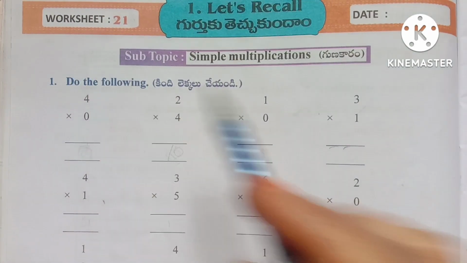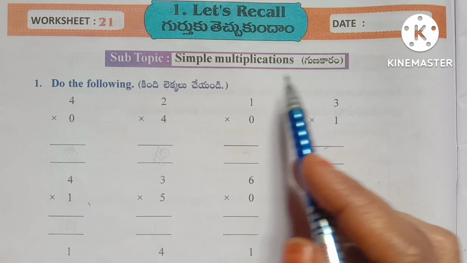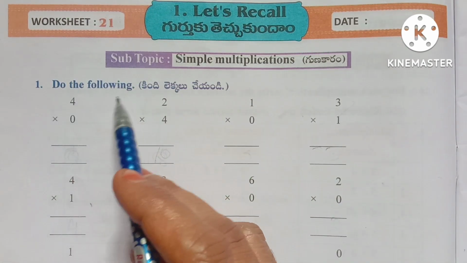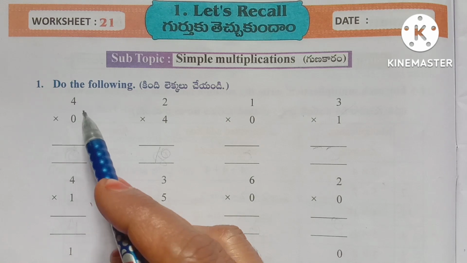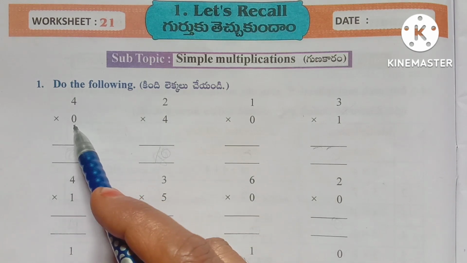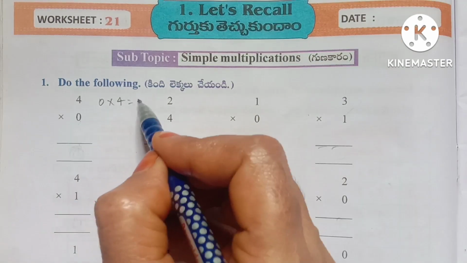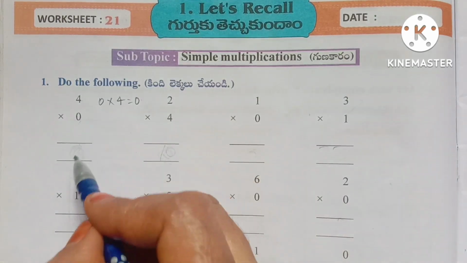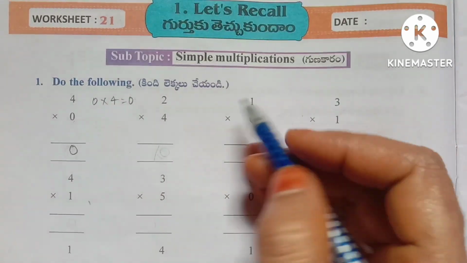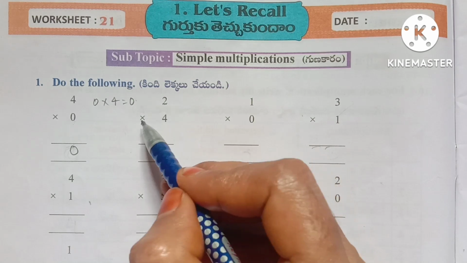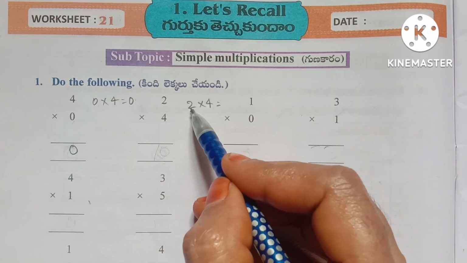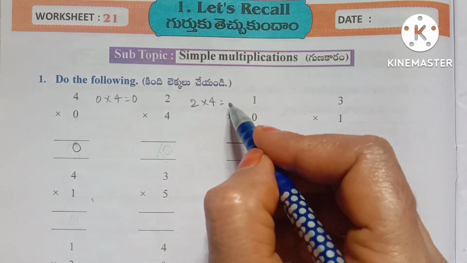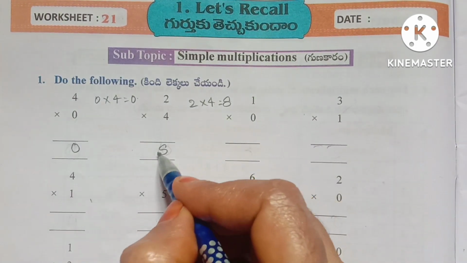Next worksheet number 21. Subtopic: simple multiplications. First question, do the following. Here 4 into 0. Here we have to multiply 4 with 0. So we get 0 4s are 0. So we have to write 0 here. Next, here 2 multiply by 4. So we have to multiply 2 with 4. We get 2 4s are 8. So we have to write 8 here.